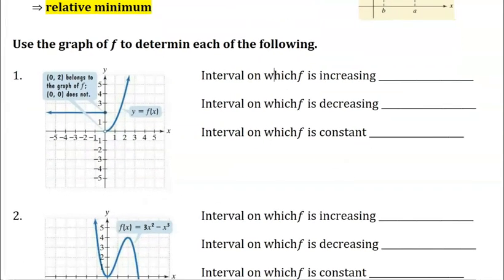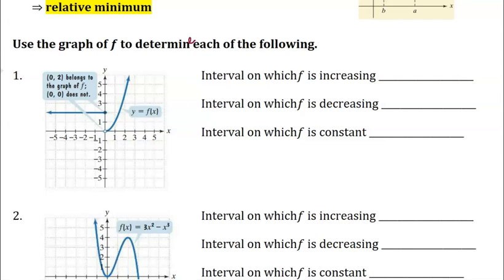All right, so we have these examples where we have a graph. Goodness, typos all over the place. And we want to determine these three things. So first we're looking for intervals where the function is increasing, decreasing, and constant, okay?